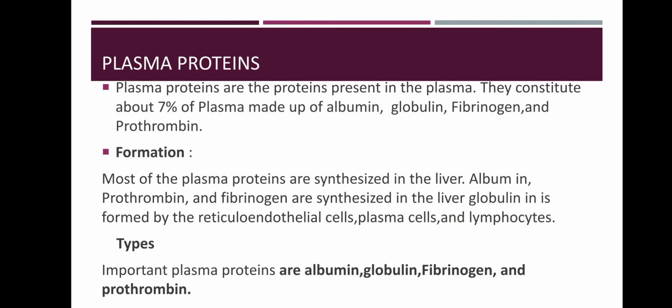And we will see what types there are in plasma proteins. The important plasma proteins are albumin, globulin, fibrinogen and prothrombin. We will see each of them.